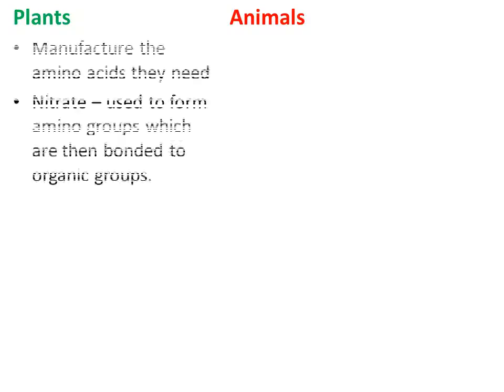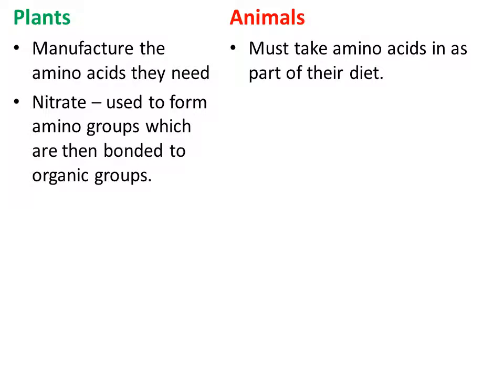Now, plants and animals both need proteins in order to grow and repair. Many of their processes require proteins in order to be carried out. So if we look at plants, plants have to create their own proteins. So they manufacture the amino acids they need. And in order to do this, they need to absorb nitrates to produce the amino groups, which can then be bonded onto the other organic groups, and this will create their amino acids, which can then create their proteins.